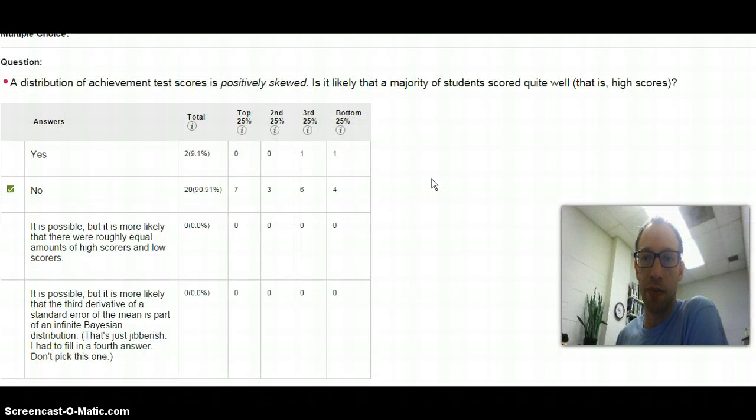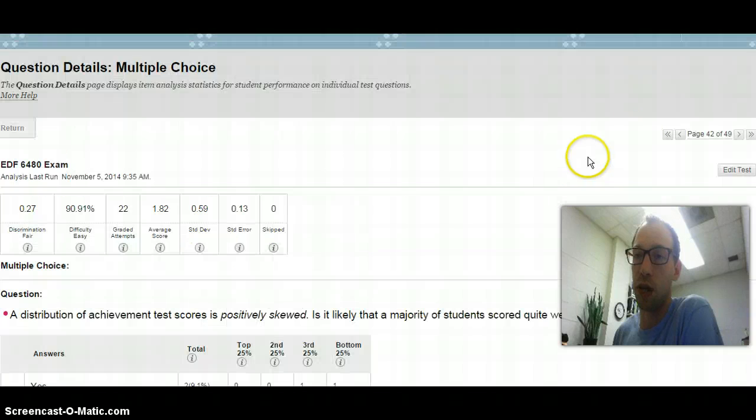Okay, positively skewed, so it means no. This is the opposite of the question a couple questions ago. Now we have most of the students at the low end. In other words, the majority of the students did not score well.